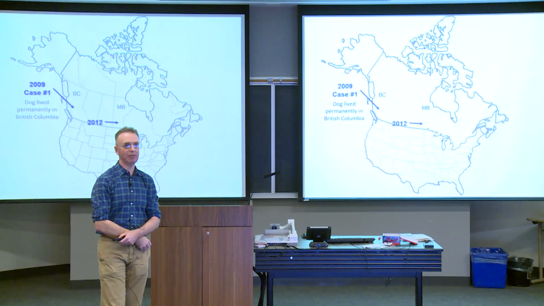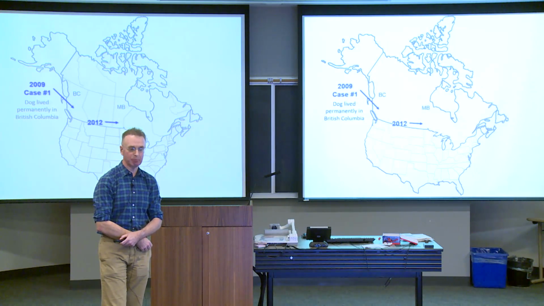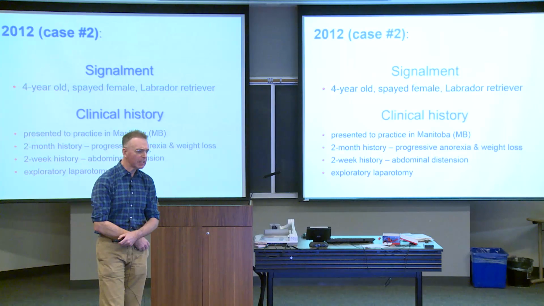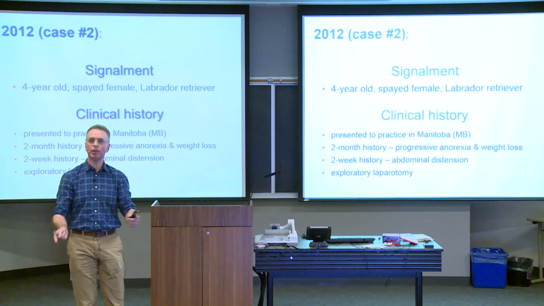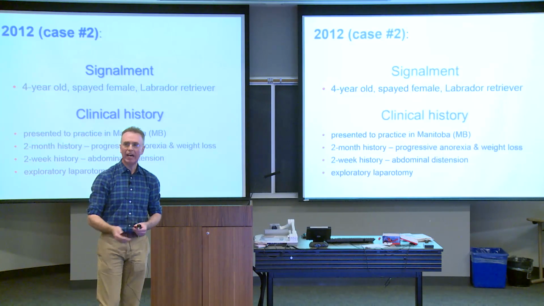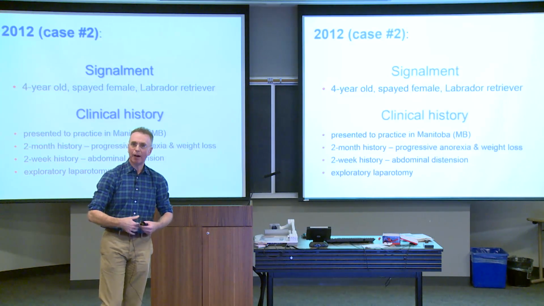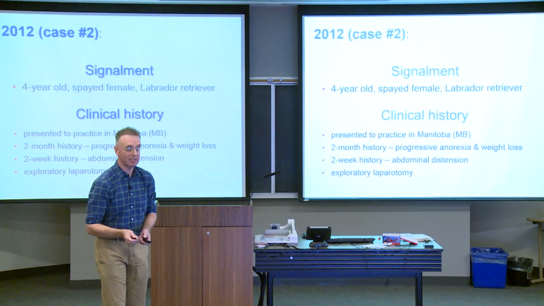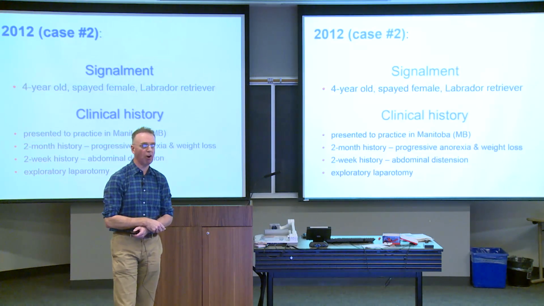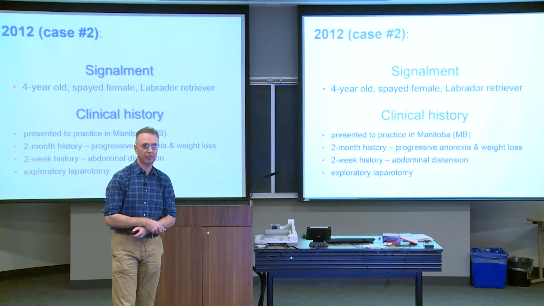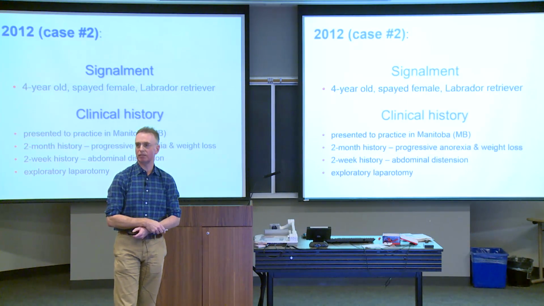In 2012, 3 years later, I got another phone call from another vet, but this time in southern Manitoba. He'd been handling a 4-year-old Labrador retriever, and the clinical history on this dog is that over the previous 2 months, it had become progressively weak and lethargic, and in the previous 2 weeks, the abdomen had become significantly distended. On the basis of imaging, they decided to do an exploratory laparotomy, and on the basis of what they found, the dog was euthanized on the table because of substantive liver lesions.